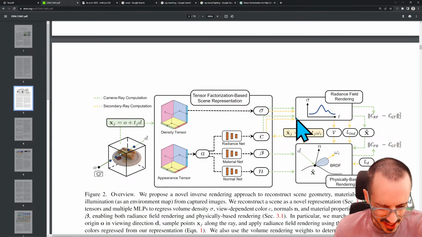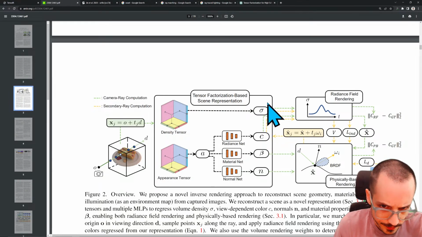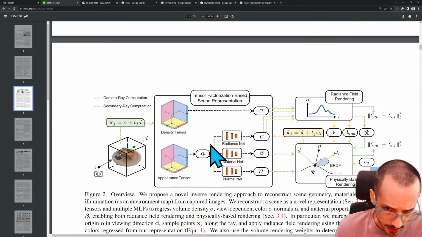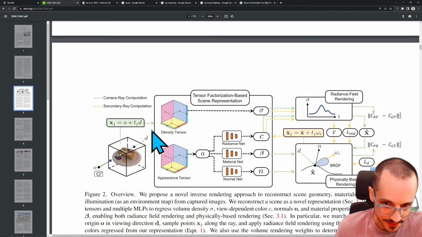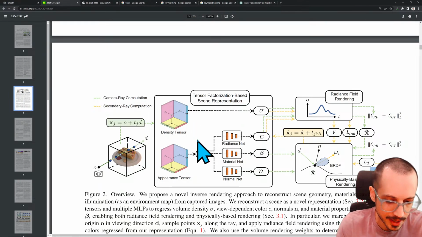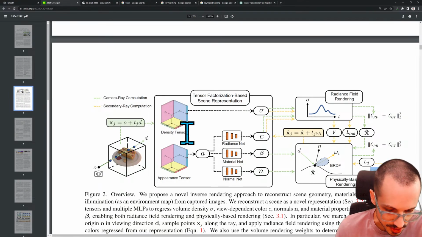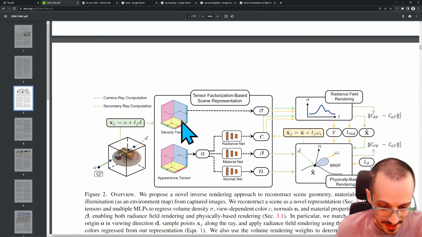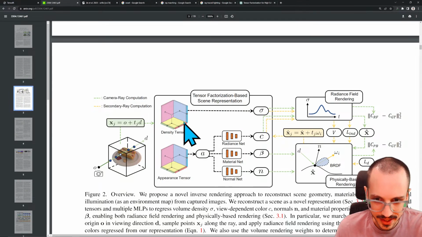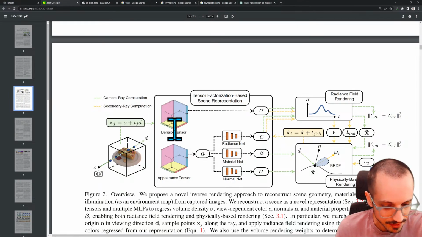So basically you have to explicitly calculate the density at every single point in 3D space in order to get an estimate of the volume density, right? But in this paper, because they use this tensor, they basically have this tensor that over time learns the density of that scene. You can just take this density tensor and get the density directly from that in one shot, right? Basically it gives you the density at every single point in space.